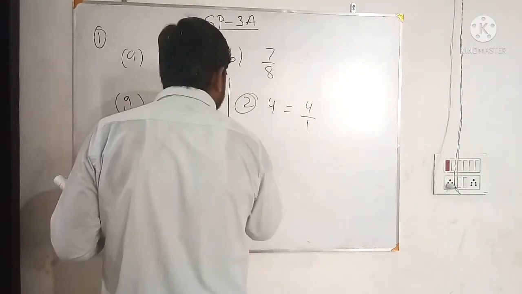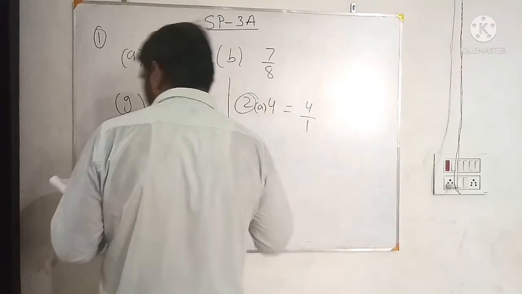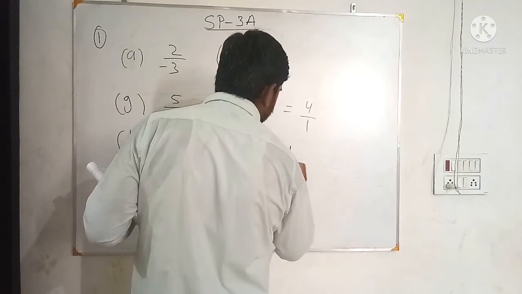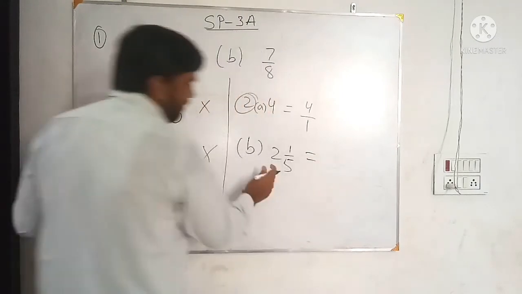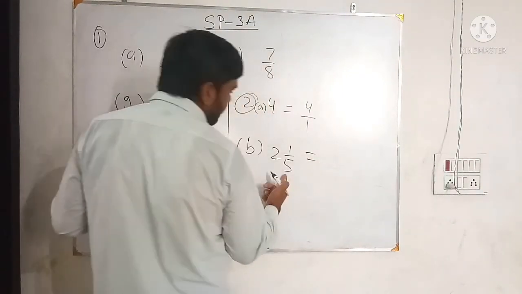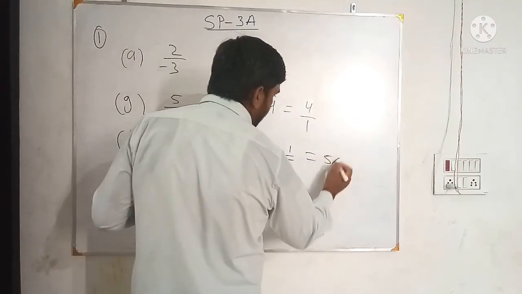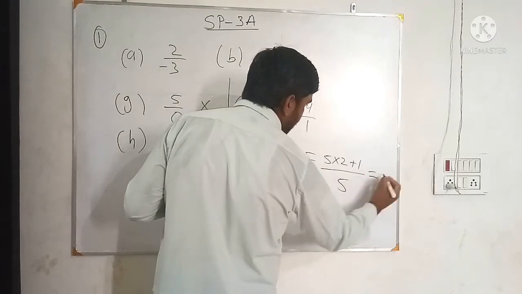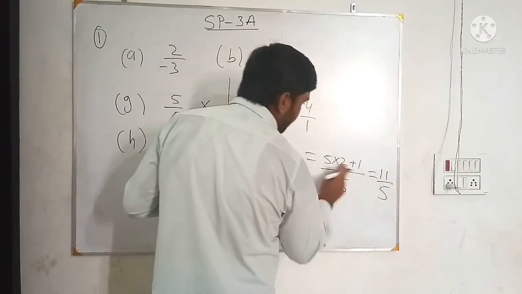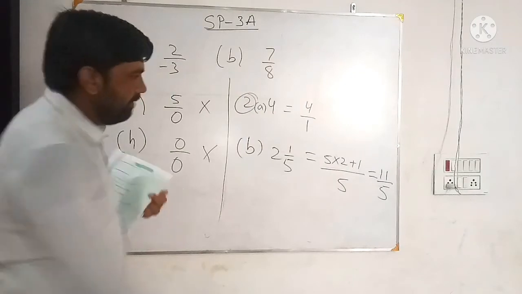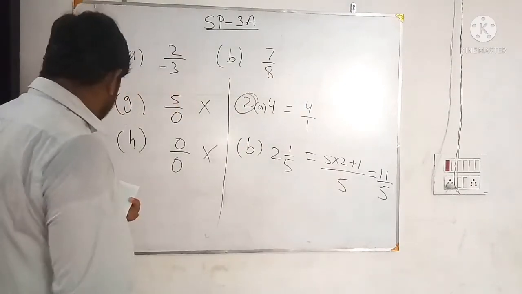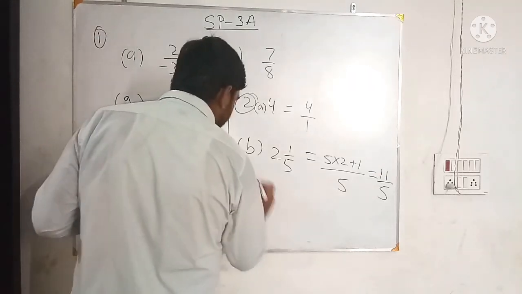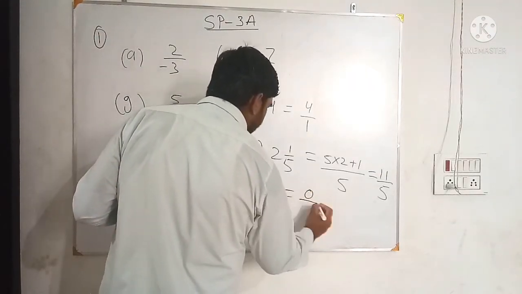This is 2a, not 2b. Express 2 1 by 5 in that form. This is a mixed fraction converted into an improper fraction: 5 times 2 is 10, plus 1, that is 11 by 5. Now E is 0. So 0 can be expressed in the form of a rational number as 0 by 1.